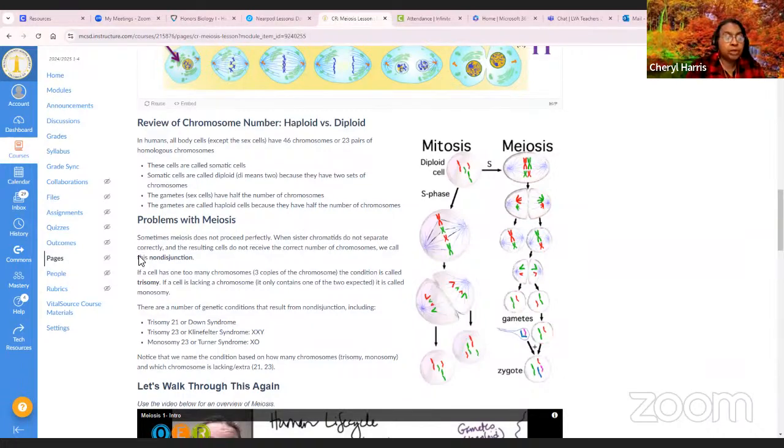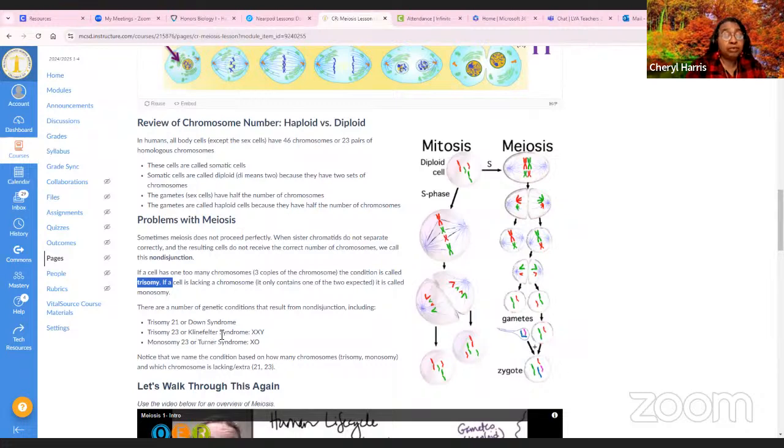Then we have this word down here, non-disjunction. So suppose all this separation doesn't go right. We want the separation to go right, but sometimes it doesn't. The word for that is non-disjunction. Okay, and then non-disjunction leads to birth defects, and some of the ones that are most familiar are trisomy and monosomy. So some of the ones that you might have heard for trisomy are Down syndrome. So with Down syndrome, we're supposed to have 23 chromosomes, but you have 21 in 21 pairs instead of 23 pairs.